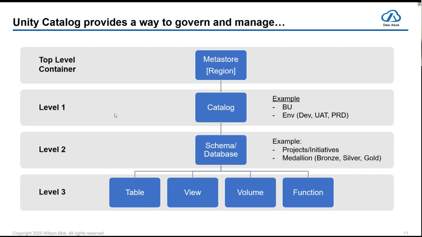For the data team or the AI team, they might choose to use the dev, UAT, prod nomenclature for their catalog level. For level 2, this is our schema or database. Usually this is project-based or initiative-based. In the data analytics space, we often use the bronze, silver, gold medallion architecture. So depending on the scenario or the areas you're working in, you might see both, or one or the other. Then finally, we arrive at level 3 of our hierarchy, and this is where we want to spend a little more time describing.